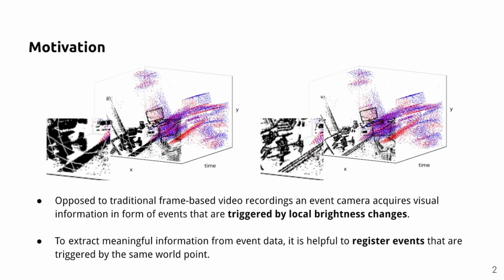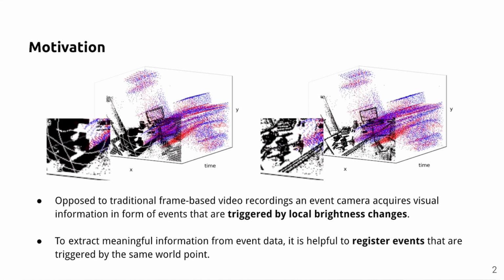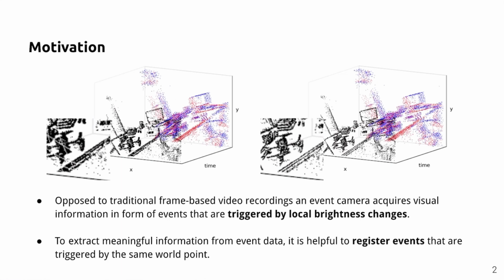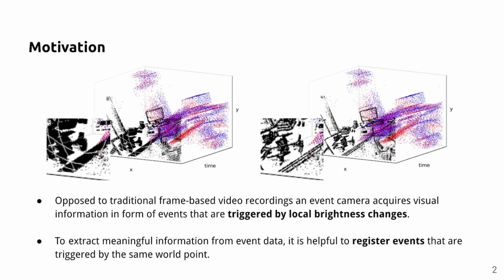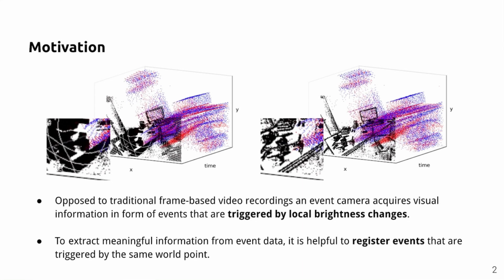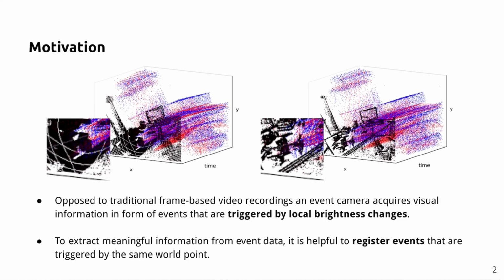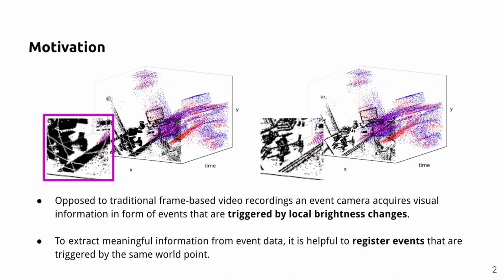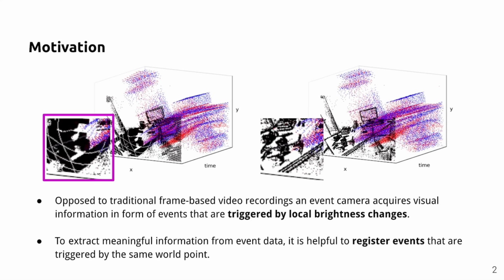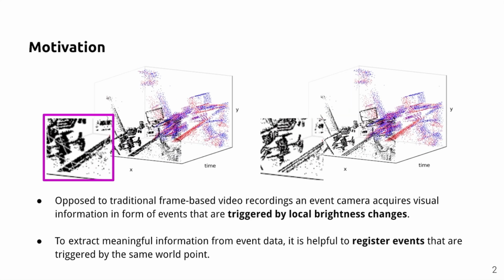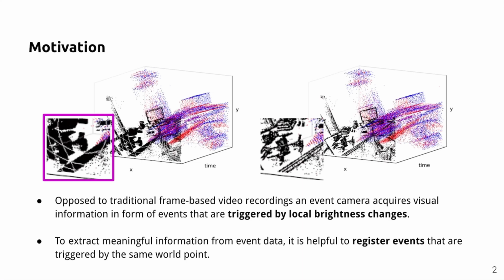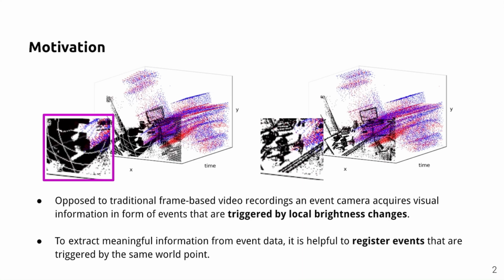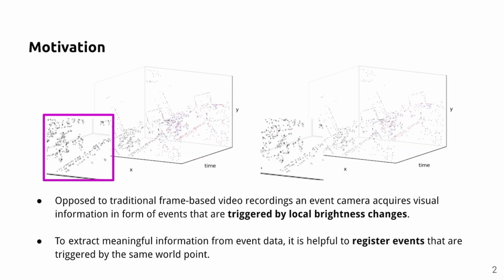Events, in contrast, are triggered by local brightness changes, which can occur due to the relative motion of the camera and the scene, changing light conditions, or moving objects. In this work, we focus on static environments with a moving camera. On the left, we can see an event stream recorded by an event camera. As the camera moves, events recorded at a single sensor location correspond to different world points in 3D. This results in a blurred projection of the events onto the image plane.